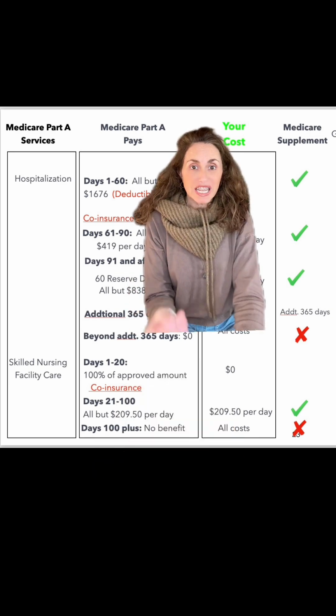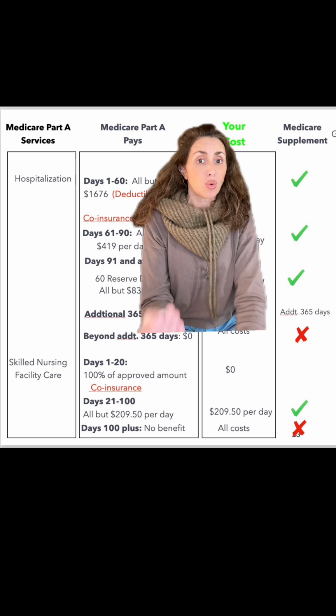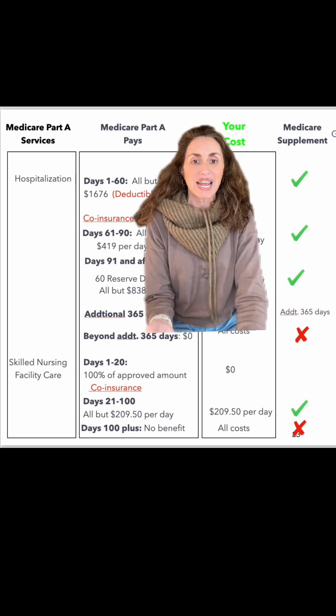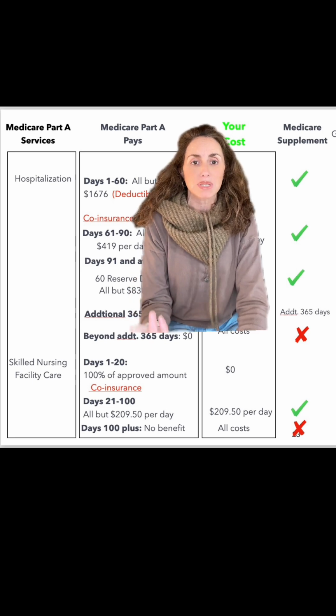In addition to inpatient hospital coverage under Part A, there's also skilled nursing facility care. In order to qualify for that, you must have at least a 3-day hospital stay, and then that's when you need rehab, skilled care.